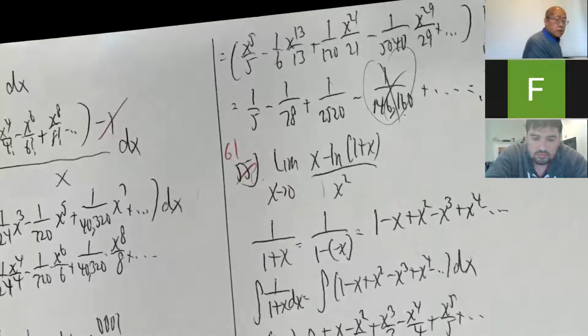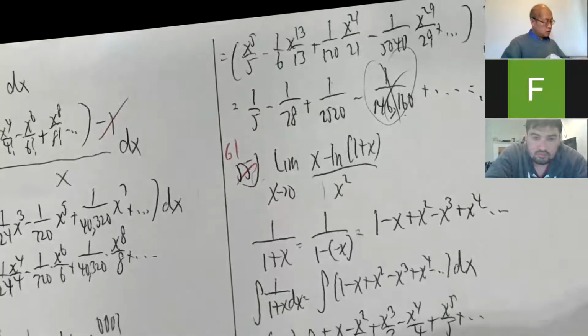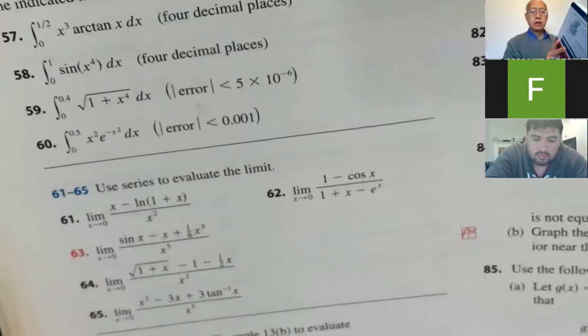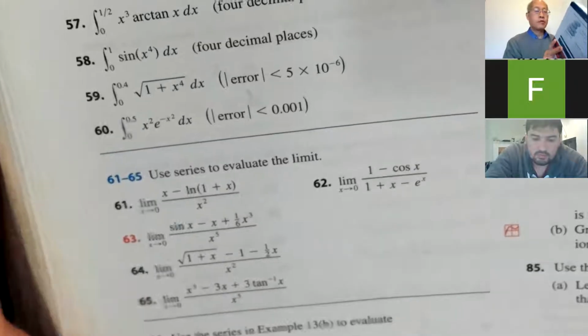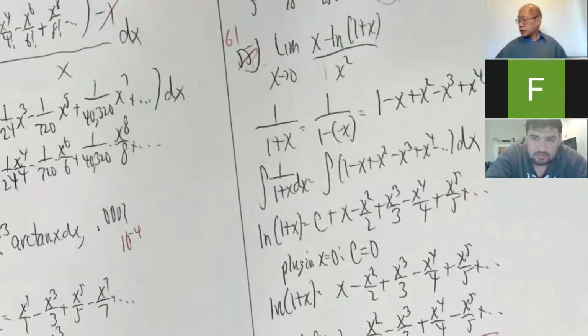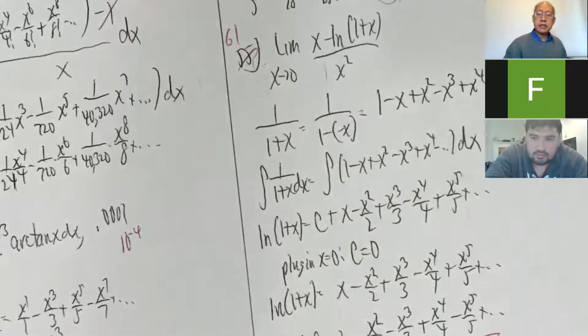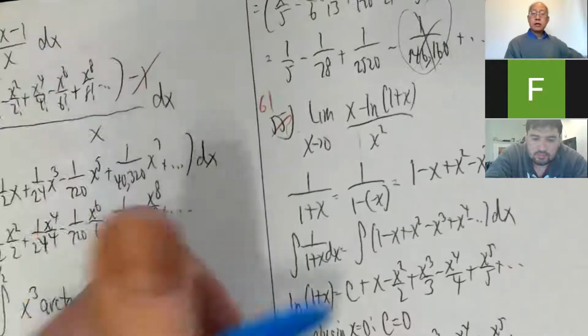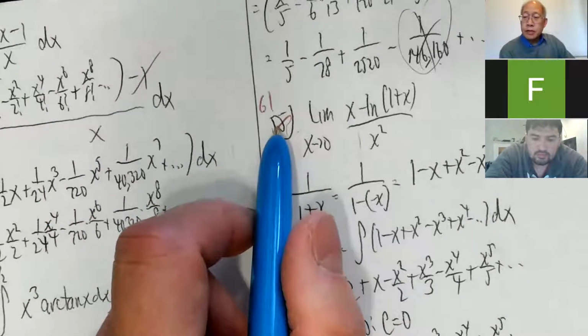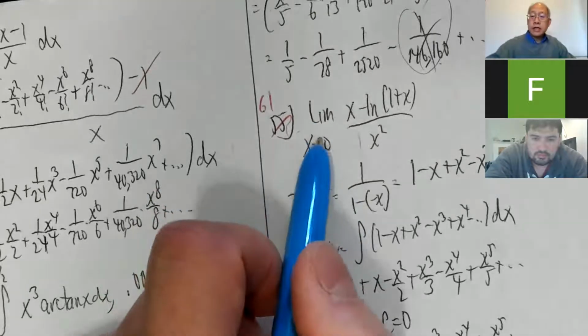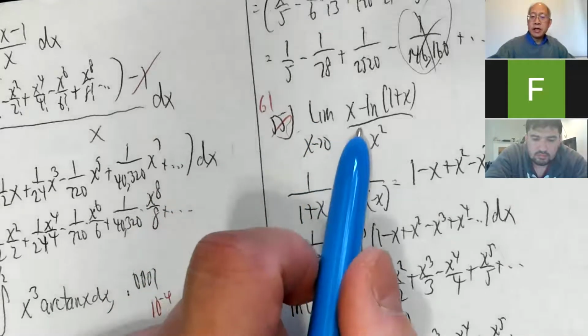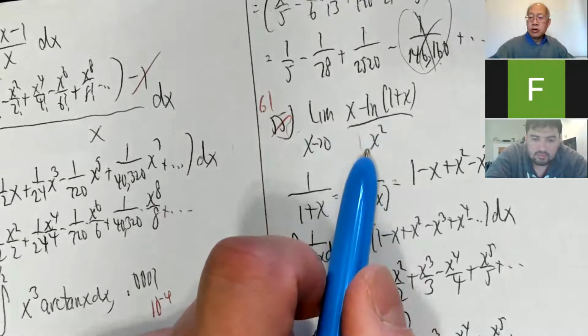Okay, then the last thing we have are a couple of limits, 61 and 63. Use series to evaluate the limit. And then once I have that, I think I'm done with the section. Unless anybody has any questions, I'll introduce the last section and then we're going to quit after that. Okay, so 61. It used to be 55. Limit as x approaches 0 of x minus ln of 1 plus x, over x squared.